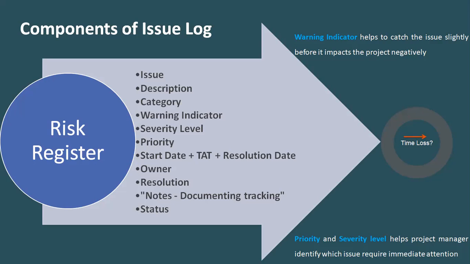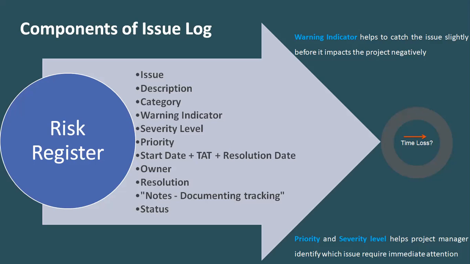Now, for every issue we need to assign a severity level, how severe it is. On the basis of severity, we also define the priority. If the issue is very severe, I need to categorize it as priority 1 because somebody has to resolve it right away.